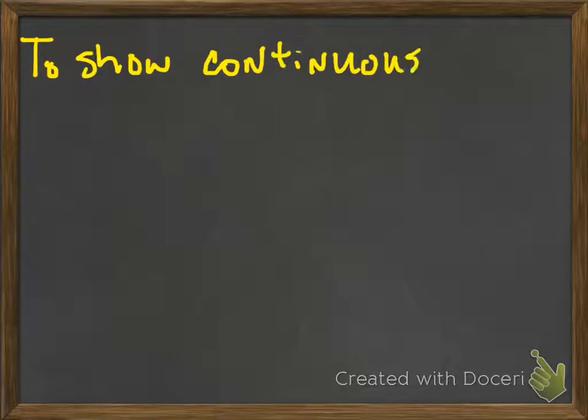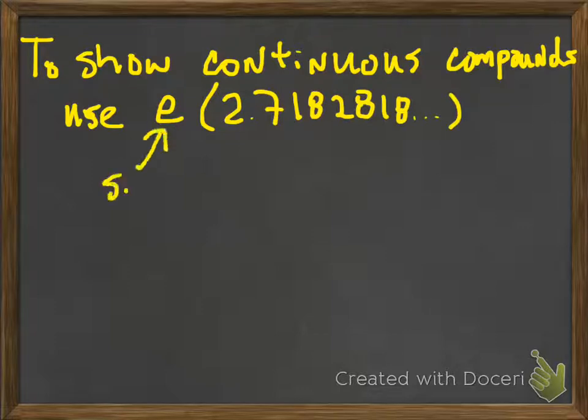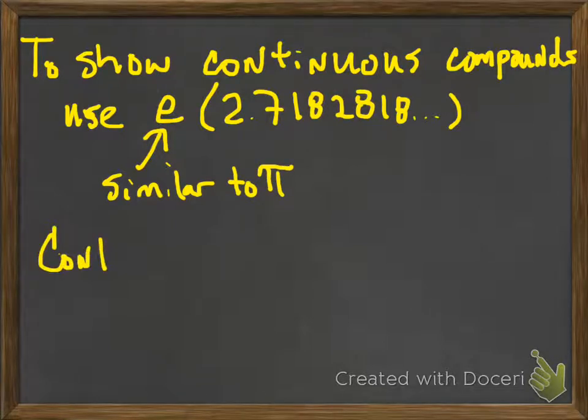Well, you can show it through a special number called the natural number, which is represented by a lowercase e. So we use e, which is approximately 2.71828818, as what is called the natural number. It's very similar to pi. Keep in mind, pi is an irrational number that we use for circles that goes on forever without repeating. e is the same way. It's just 2.71 instead of 3.14.